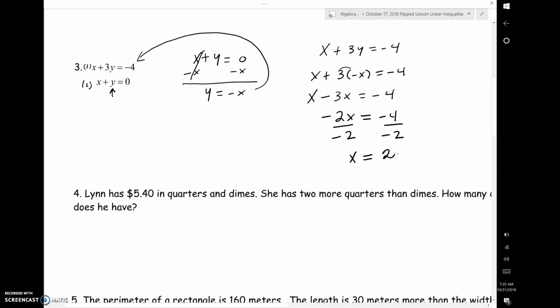Now we're not done. We have to find the y value. So we have x is equal to 2. We're going to go back and substitute, and we have y is equal to negative x. In this case, it's 2. So we have y is equal to negative 2. So what is the solution to this system? 2, negative 2. That is where the two lines intersect. So the solution to this system is 2, negative 2.